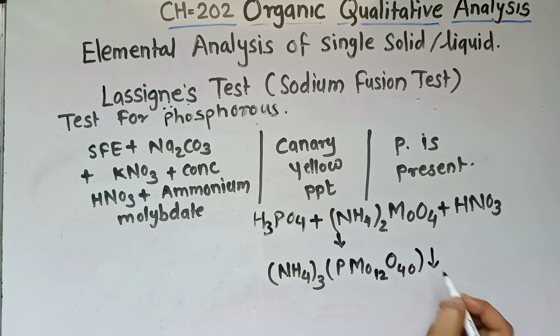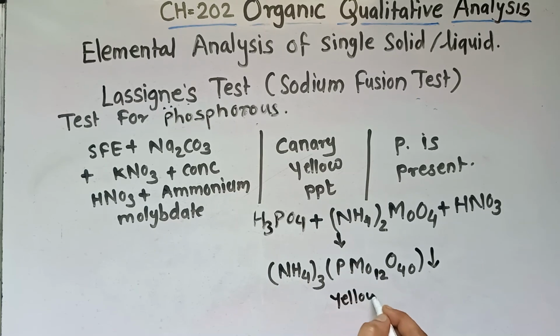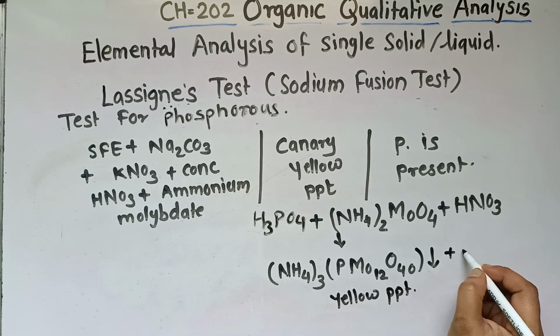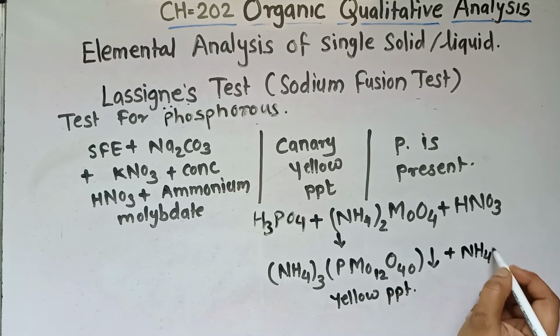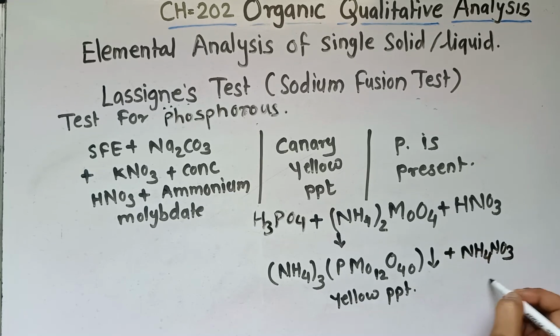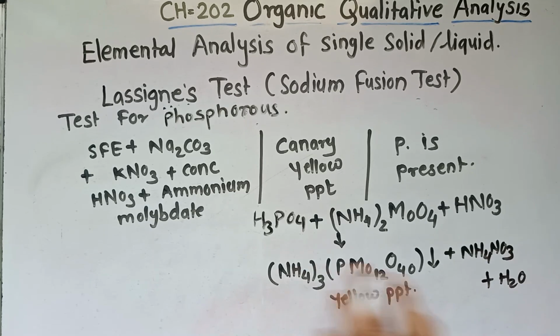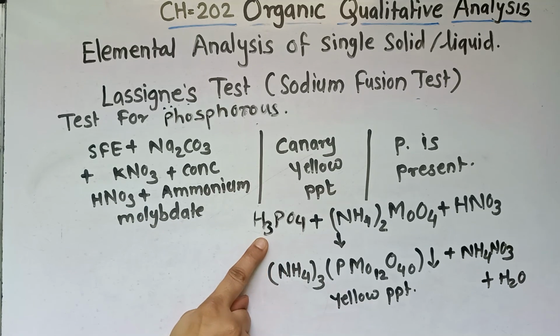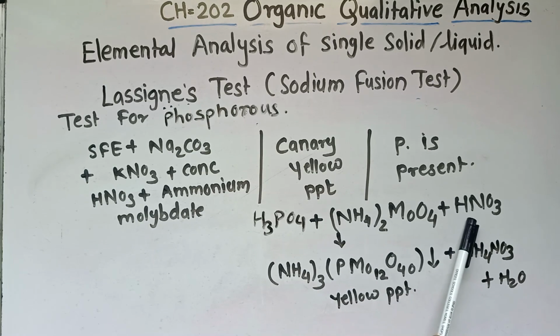This complex is formed. It shows the yellow PPT. Canary yellow means light color PPT is observed, plus NH4NO3 plus water. This reaction happens. Phosphorus is first converted into phosphoric acid, and this phosphoric acid reacts with the ammonium molybdate and few drops of HNO3 are added, and it forms this yellow color precipitate, and we conclude that phosphorus is present.